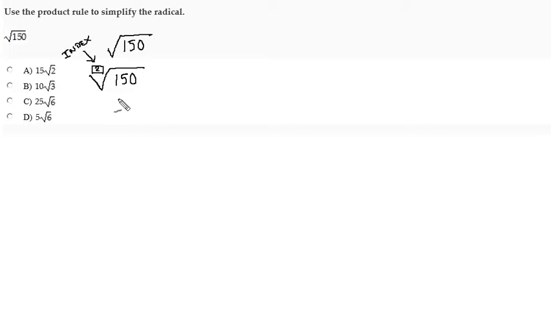We're looking for pairs of factors inside of 150. That's what this index of 2 is asking us for. If we find pairs of identical factors, we're going to evaluate them and pull one of those for each pair. We're going to pull one of each pair out to the left of the radical symbol, the square root symbol.